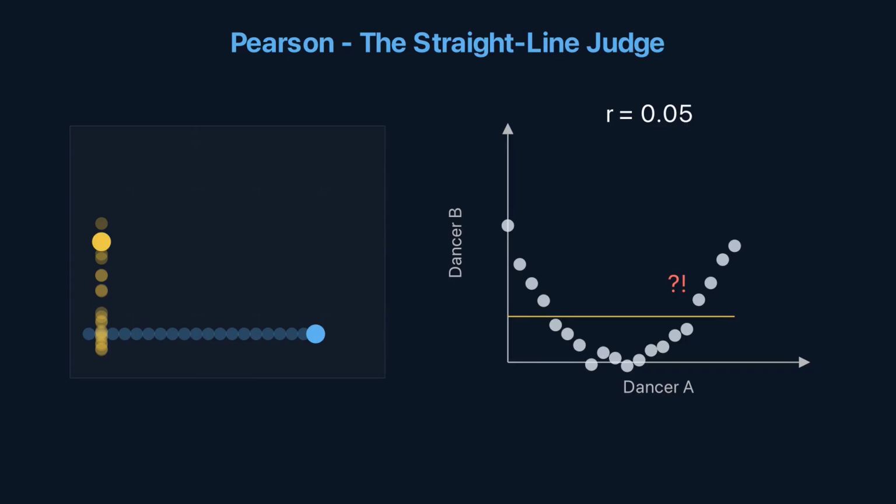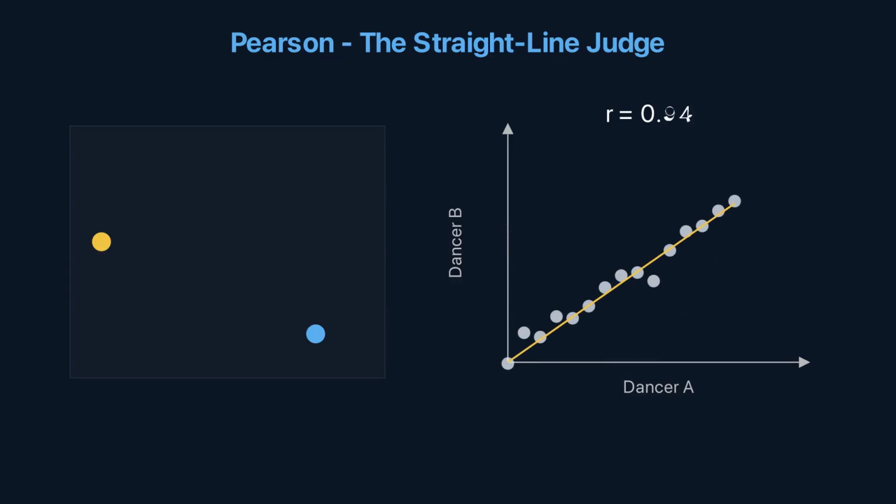And watch what happens when one dancer leaps to the far corner, a single outlier. The best fit line lurches. The score collapses. One rogue footprint ruins the whole assessment.